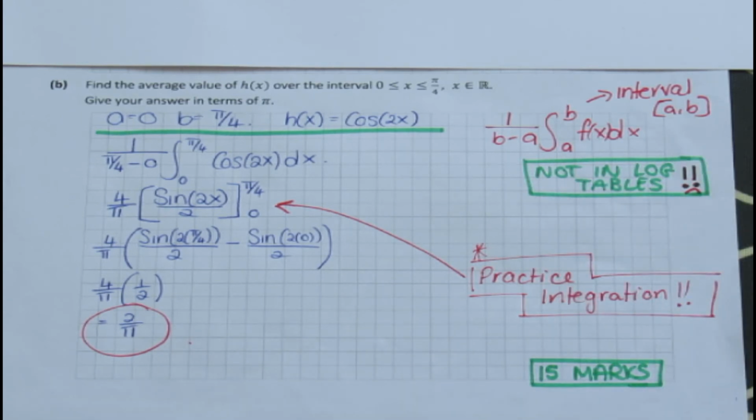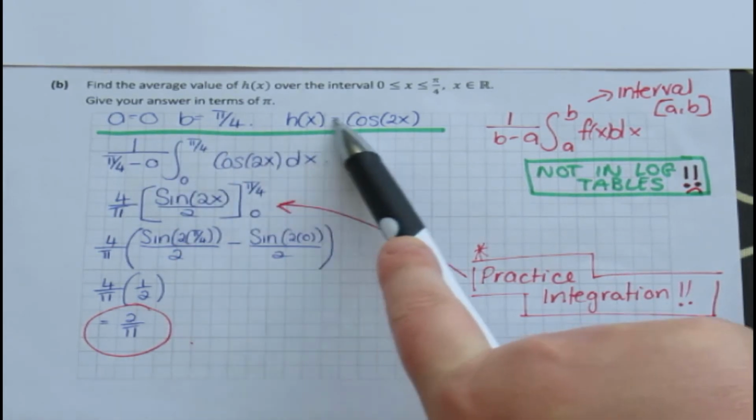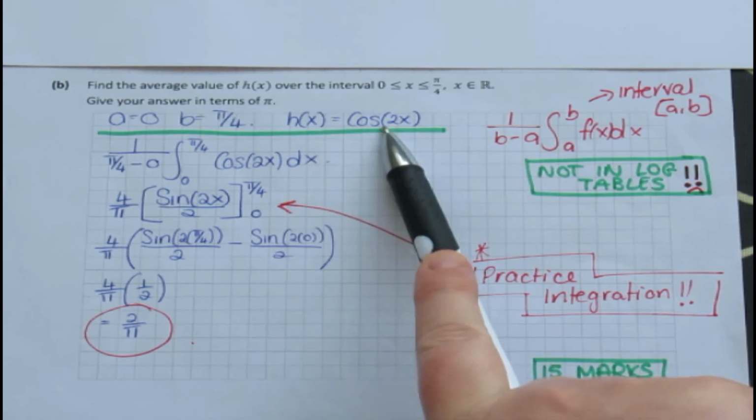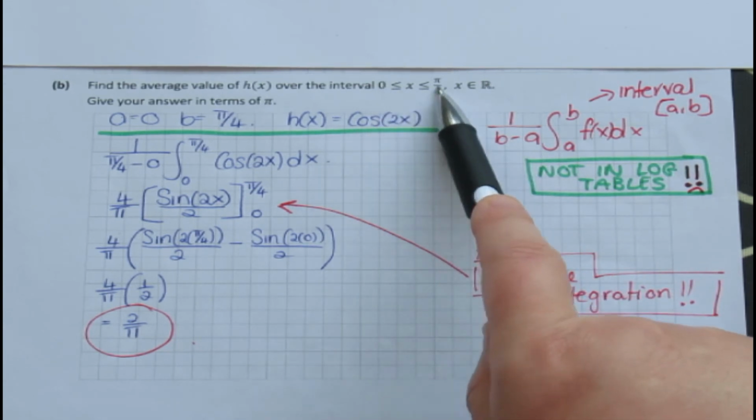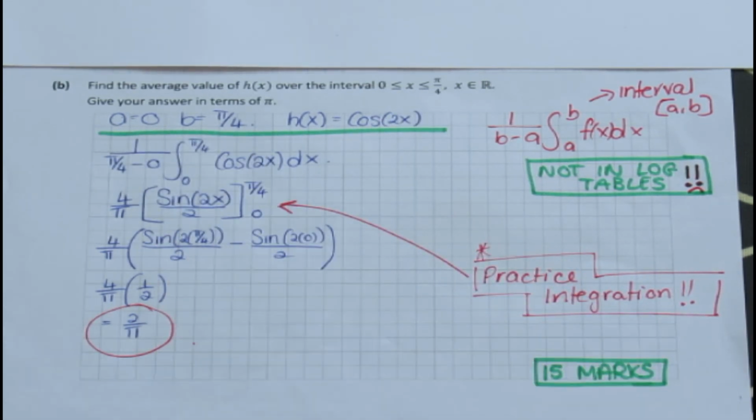What I always do, as you know, is I write out all the information that I need. So I know that my h of x is cos of 2x. My a and b is my interval. So there's a and there's b, and I have those written here. All I need to do now is to fill into the formula.